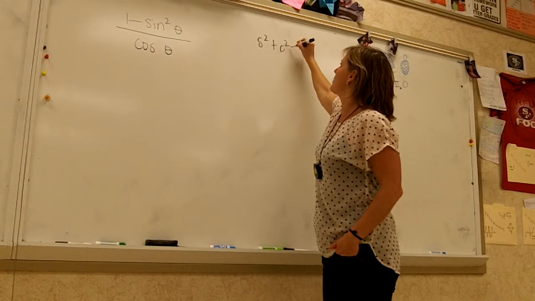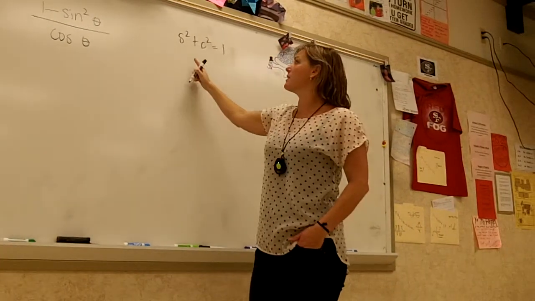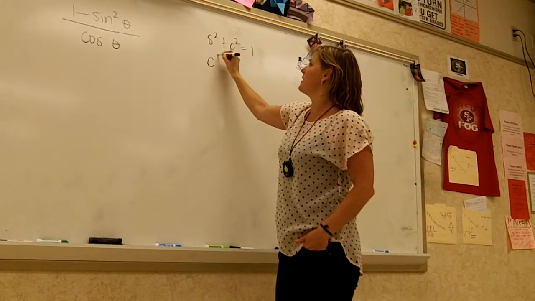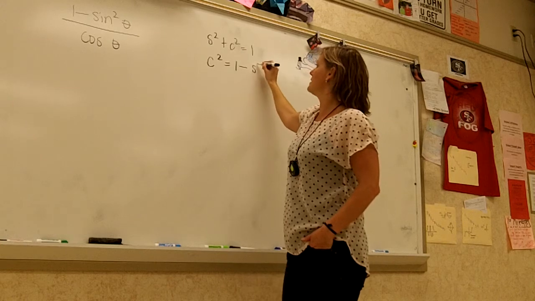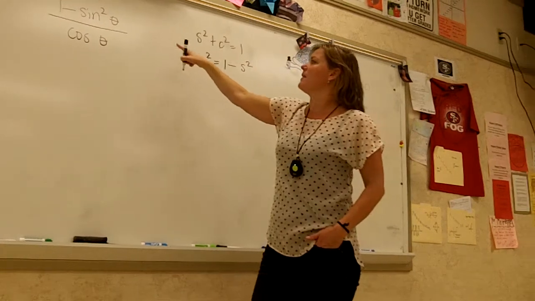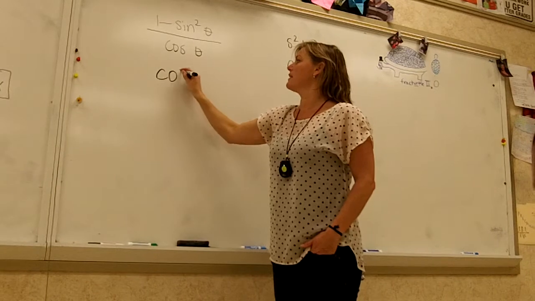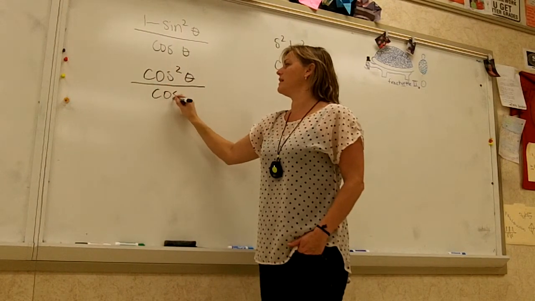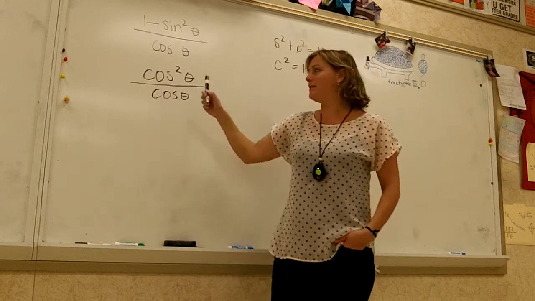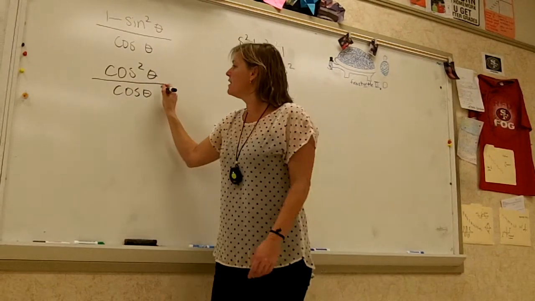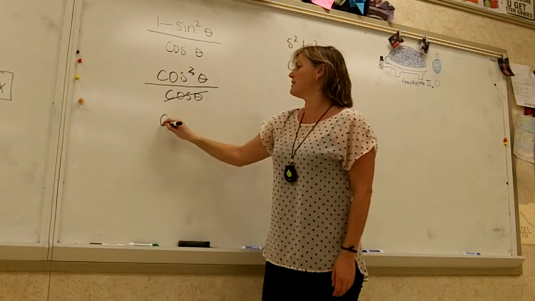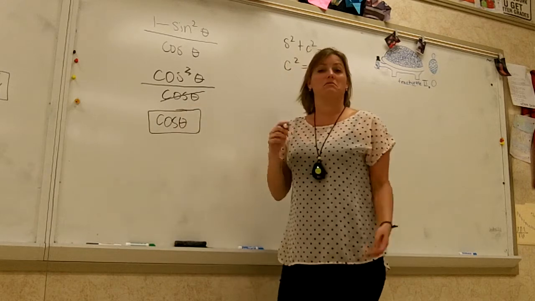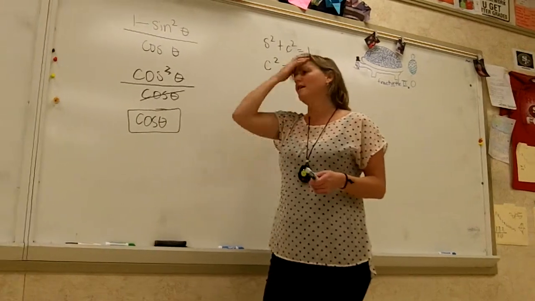Sine squared plus cosine squared is equal to 1. Here's how I do it short. If I subtract sine squared from both sides, then I get cosine squared is equal to 1 minus sine squared. So this whole thing on the top is really just equal to the cosine squared of theta divided by the cosine of theta. And then if I have something squared over something linear, this is going to cancel out the squared, so I just get cosine theta. Okay, that's not so bad.